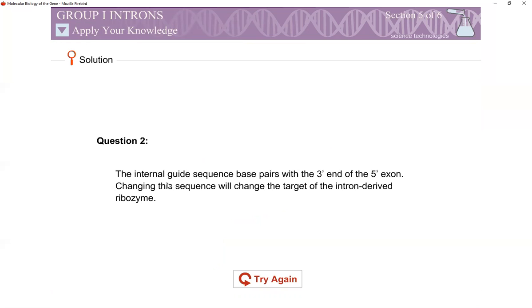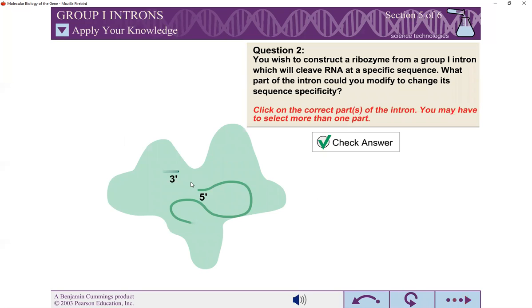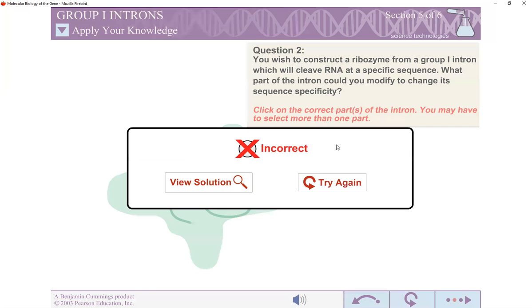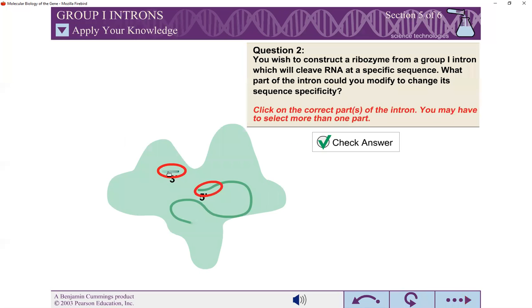So what has to be done? The internal guide sequences base pair with the 3' end of the 5' exon. That means the internal guide sequences will be present here. Now this molecule has to be cleaved, or both have to be cleaved. Incorrect. Then what? Okay, I will have to look at it.